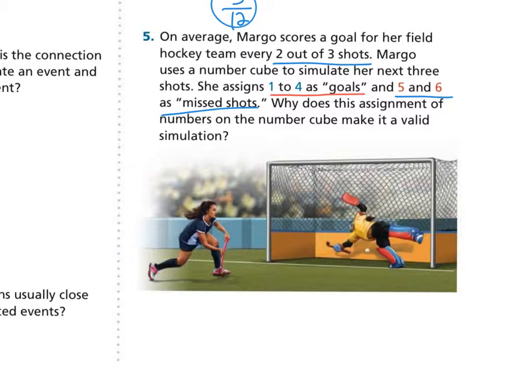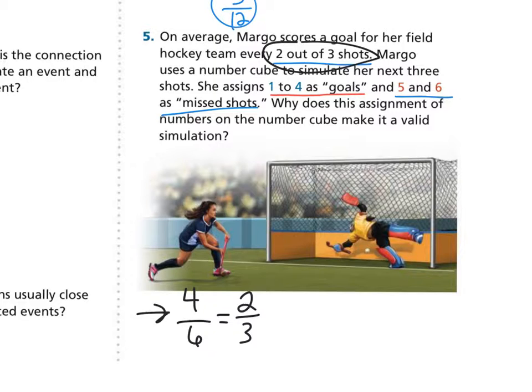So the reason this works is 1 through 4, 1, 2, 3, 4, that's 4 options out of a total of 6 on our number cube. 4 out of 6, if you reduce that, it is 2 out of 3. And it said she made 2 out of 3 shots. So even though originally you're looking at the numbers, I don't see a 4 anywhere. Well, it was 4 out of the 6 choices, and that reduced to the 2 out of 3 chance. So sometimes you have to consider that option as well.